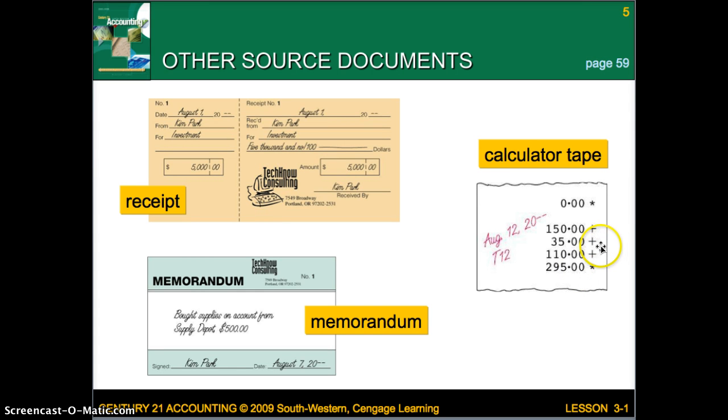The register prints out a receipt for the customer, but it also keeps what's called a calculator tape on the other side, so that when you run this, it has every transaction that's happened during the day. So like this person spent $150, $35, $110, and their total was $295. Okay, so those are your other three source documents. So this would be R1, M1, and CT, or look here, right here, T12. It will tell you right on there. Okay, so calculator tape T12.